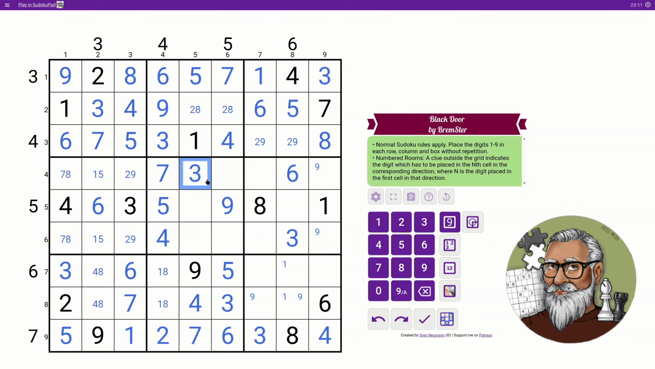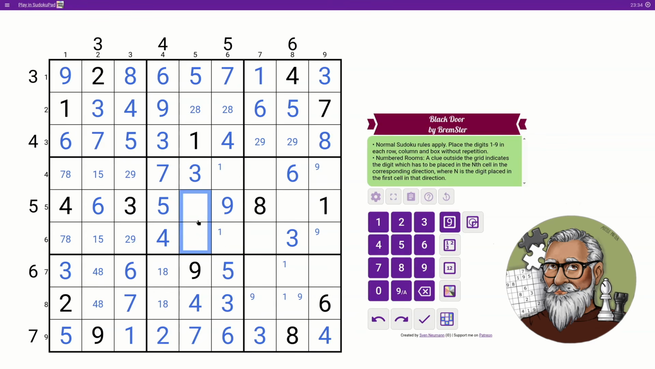Right. What else? So I'm missing a 2, 8 in column 6, and something else, and a 1, right? So one of these is a 1. Doesn't really help me, does it?